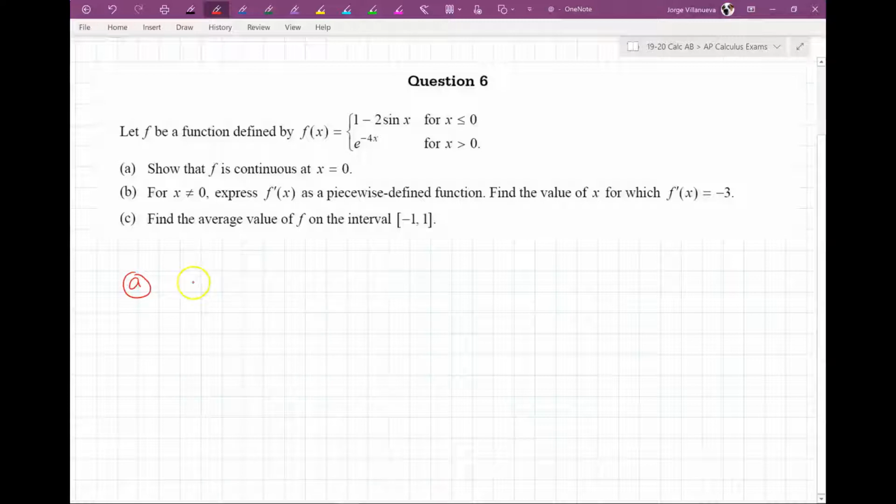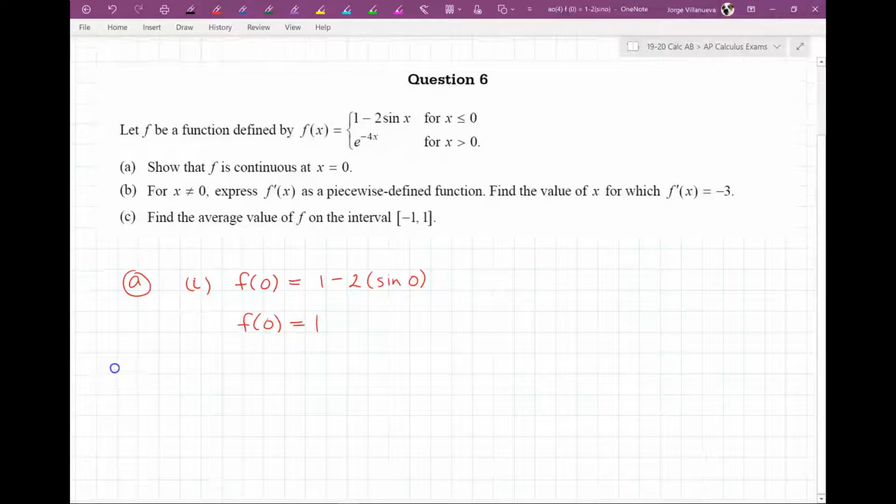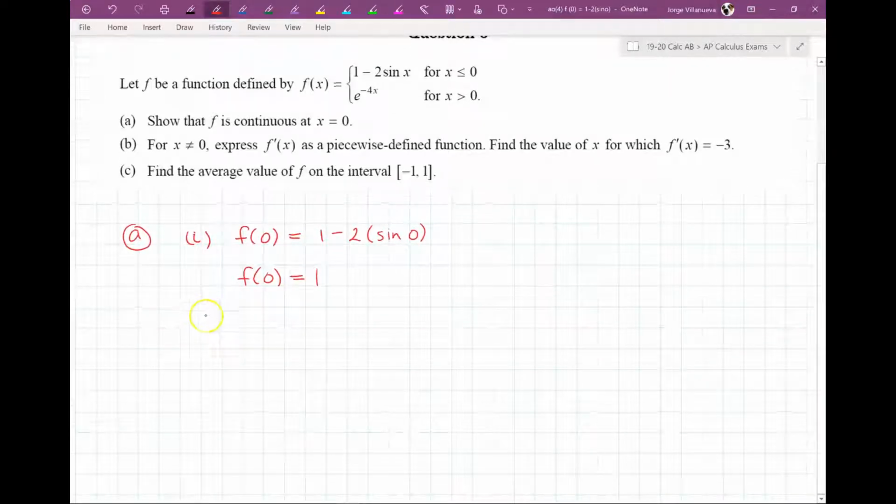So step 1. Does f of 0 exist? Well, if f of 0 exists, I'm going to have to plug it into this one right here, right? Because that one's the one that says that x can equal 0. So I'm going to put it in there. I get 1 minus 2 times sine of 0. Sine of 0 is 0. So that means that f of 0 is equal to 1. So there's the first part. So what I'm hoping for is that the limit is equal to 1 as well.